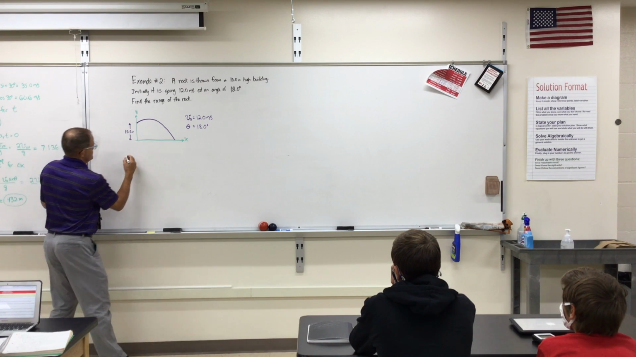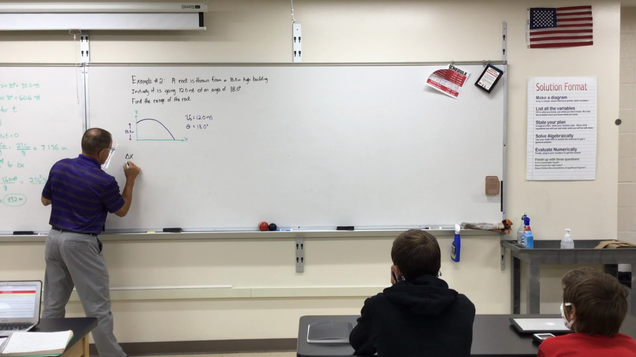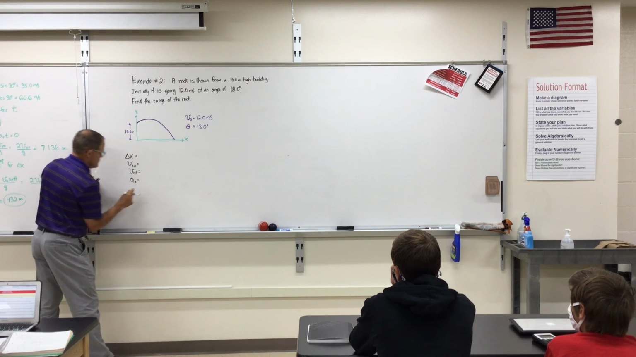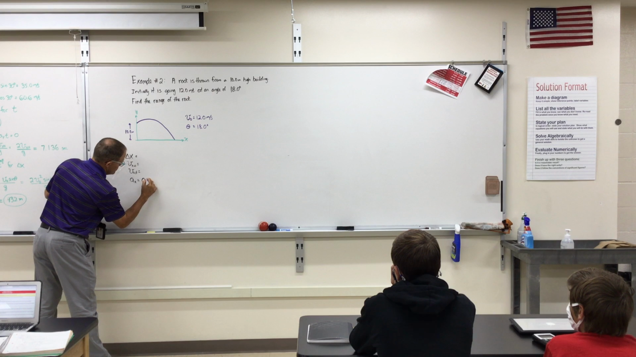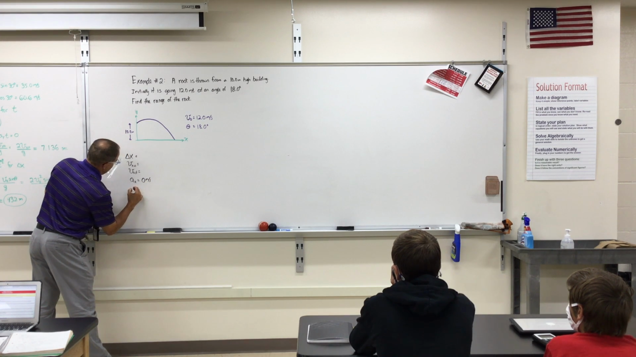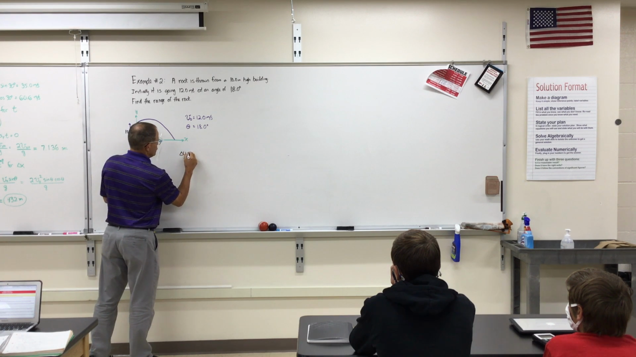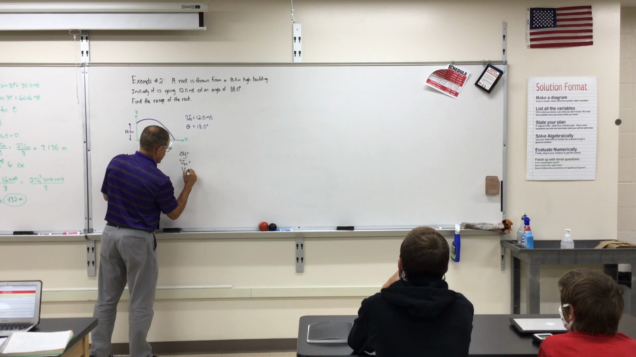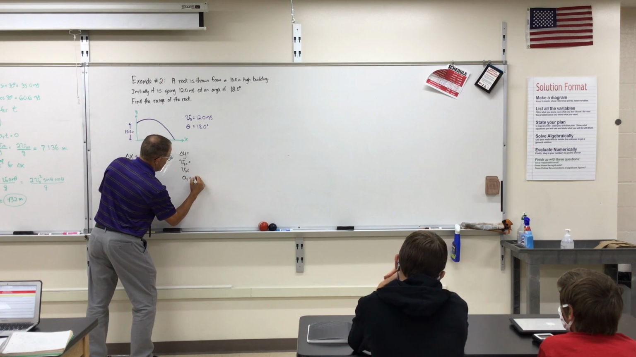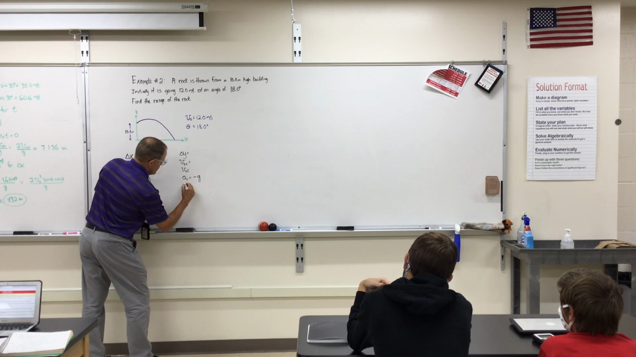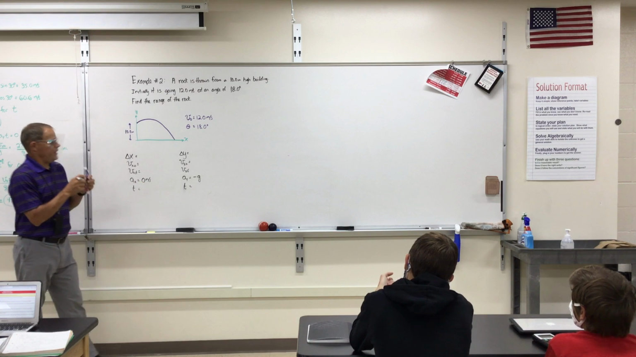The variable list, forgot to stamp it. We have delta x, velocity in the x initial, velocity in the x final. What's the acceleration in the x? 0. We have the time. And for the y direction, delta y, we have the velocity in the y direction initial, velocity in the y direction final, acceleration in the y direction, which is negative g, and the time. So there we go. All right.